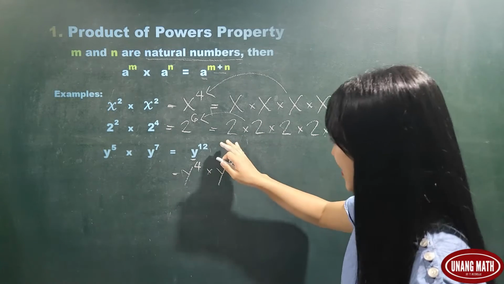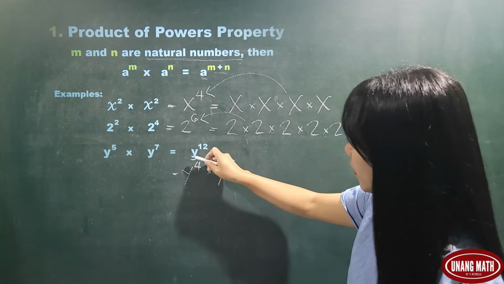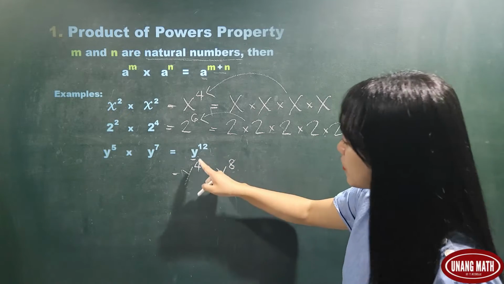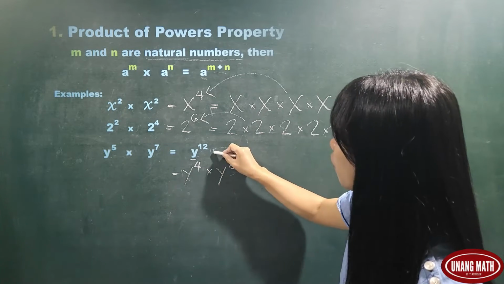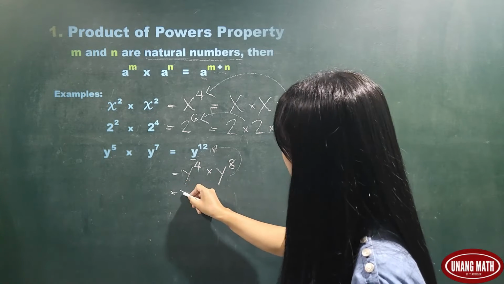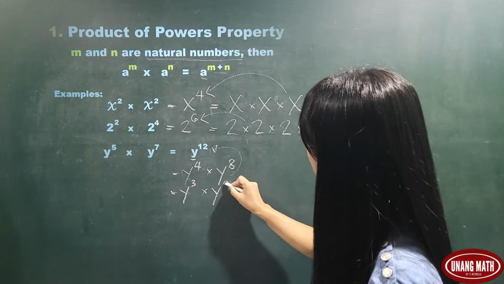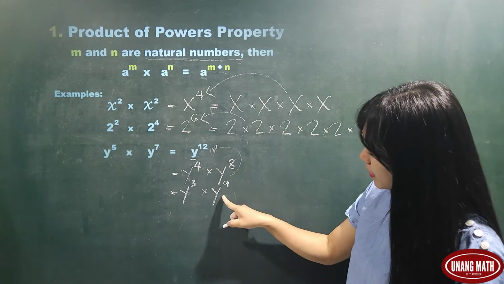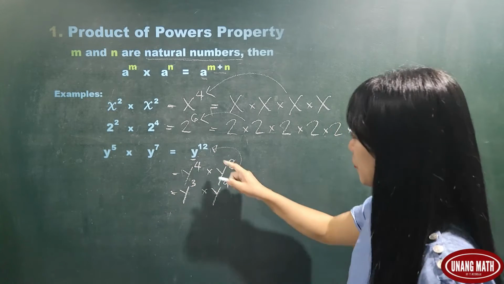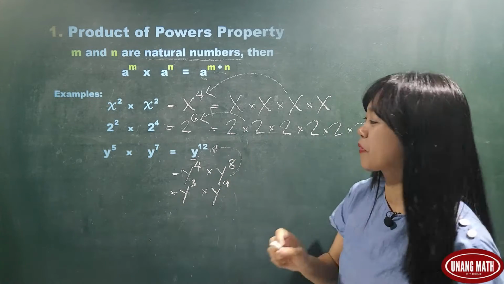Why did I say so? This is multiplication, same bases, so we will copy y. Then add the exponents, 4 plus 8, 12. So that means this is also equal to y raised to the power of 12. Another: y raised to the power of 3 times y raised to the power of 9. Same bases, so copy y. Then 3 plus 9, this is also equal to 12. So this one is also y raised to the power of 12.